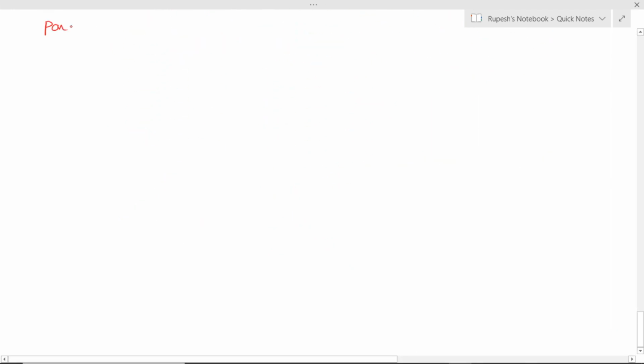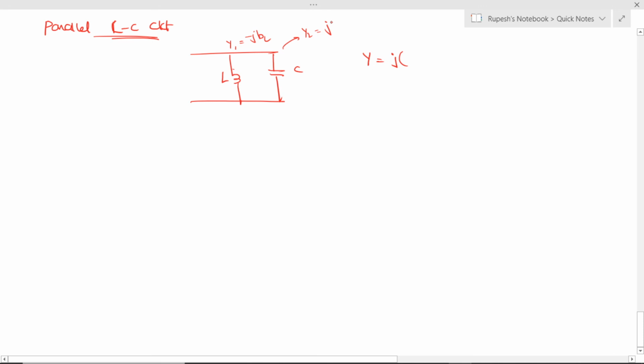So next one is the parallel LC circuit. In a parallel LC circuit, the L will be in parallel with C. This is L and that is C. Here the admittance Y1 is 1 by J XL, so minus J into BL. The admittance Y2 will be J into BC. So the resultant admittance will be J into BC minus BL. It is the capacitive susceptance minus the inductive susceptance.